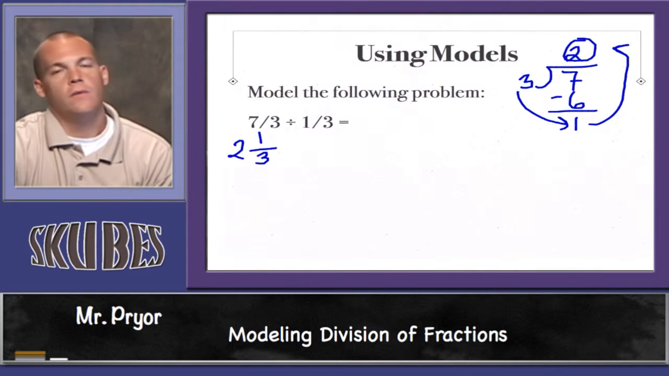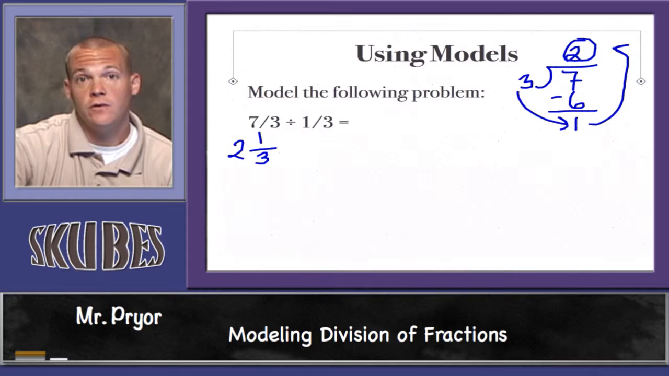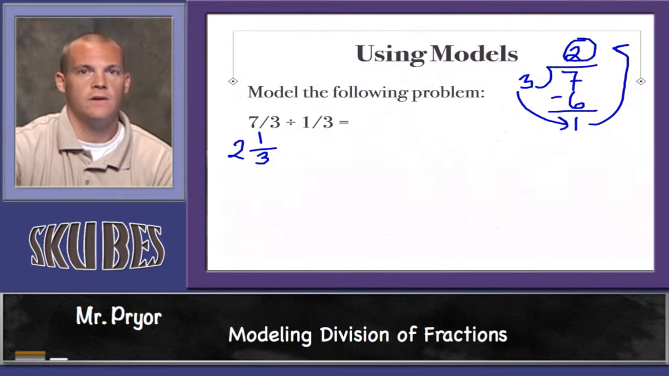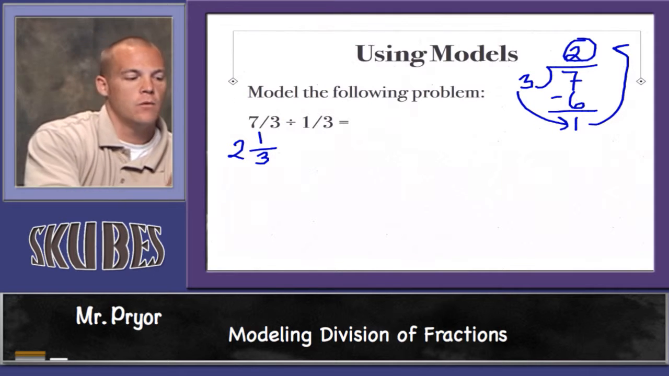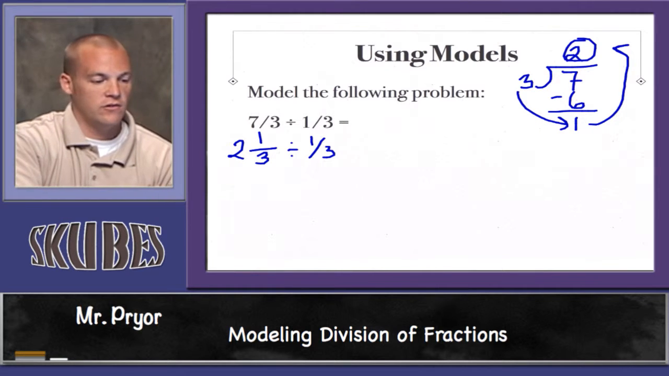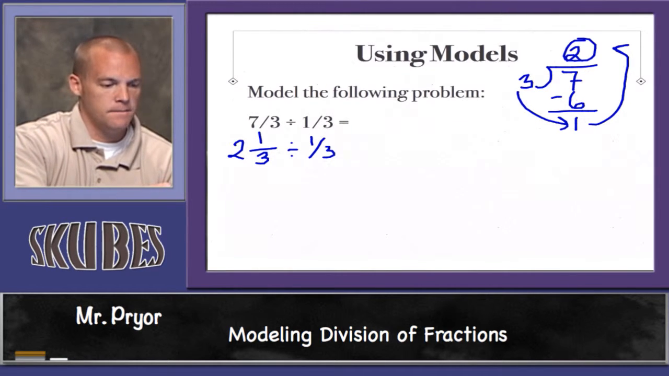The reason why we want to work with that as far as models are concerned is because we want to see how many whole values we have. 7/3 is not a clear vision of that. And we're going to take 2 1/3 and we're actually going to divide it into thirds. All right, so in just a moment we'll get that set up.